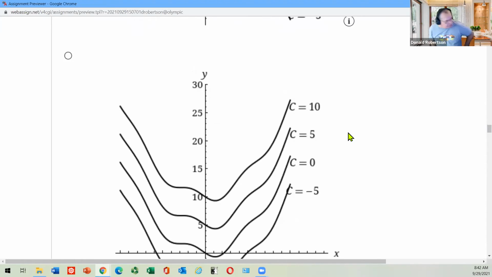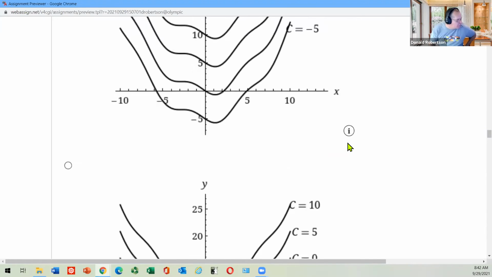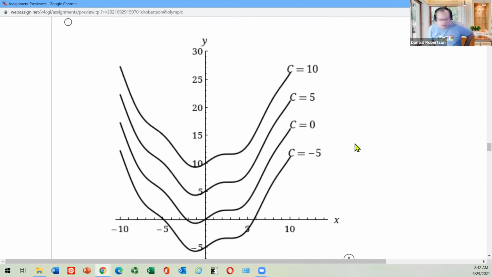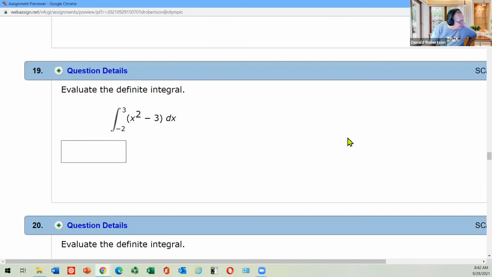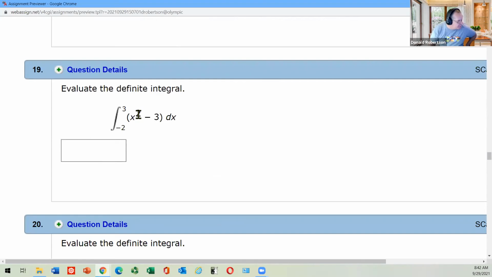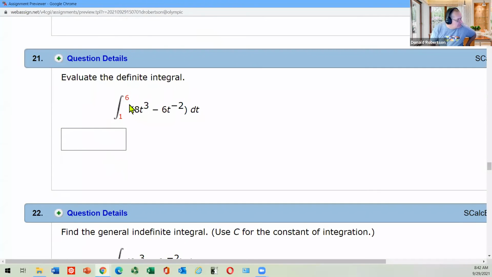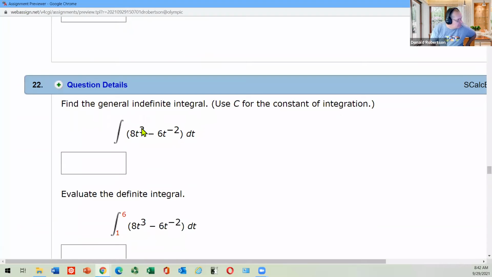Or did it look like that when you did it? Or did it look like that? So one of those pictures is right. This one is baby. Would you agree this is just a definite integral now? Power rule. Big power rule. More power rule.